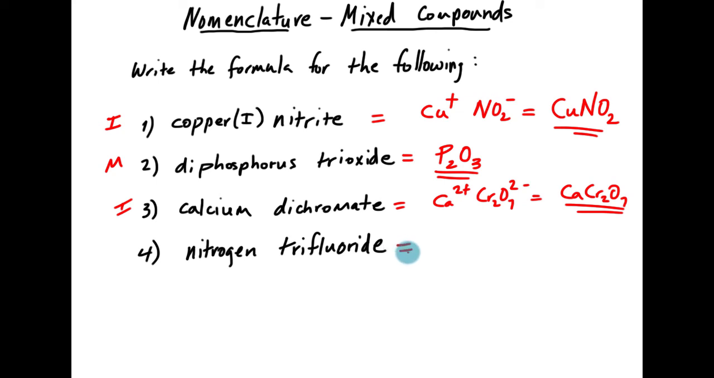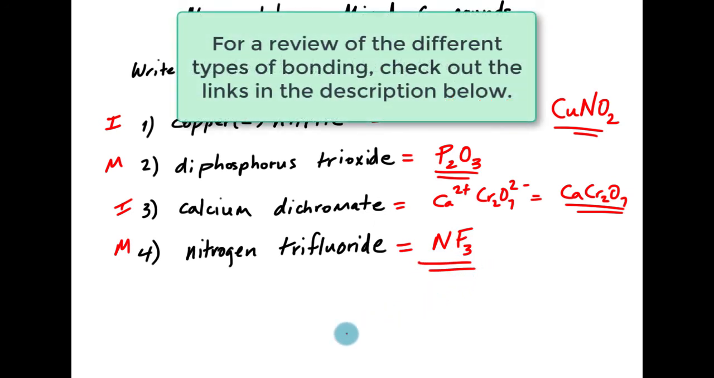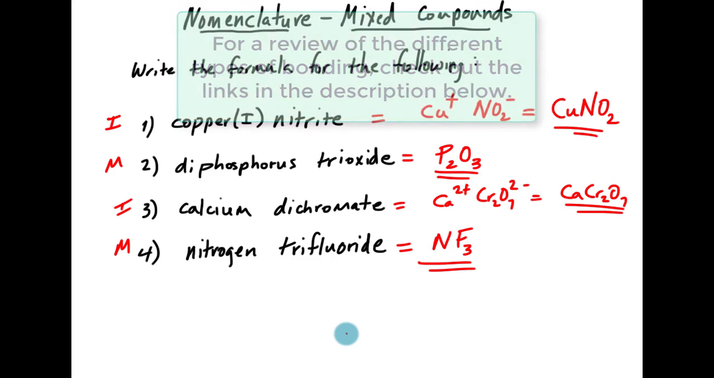And the last one, looking for whether it's a metal and a nonmetal, and the nitrogen and the fluorine are two nonmetals. So it's going to be a molecular substance, and I just translate it over. Nitrogen. Notice there's no mono in here, so just one nitrogen, and trifluoride. And there you go. That's how you would deal with ionic compounds and molecules mixed together, and how you would also treat the acids. All right, thanks a lot.